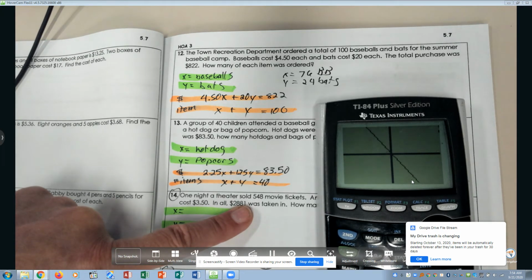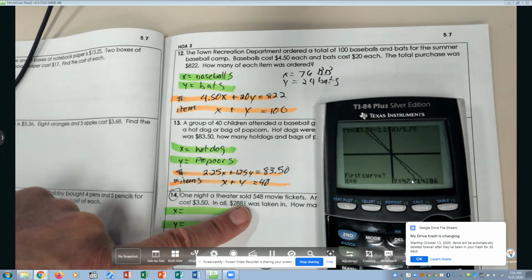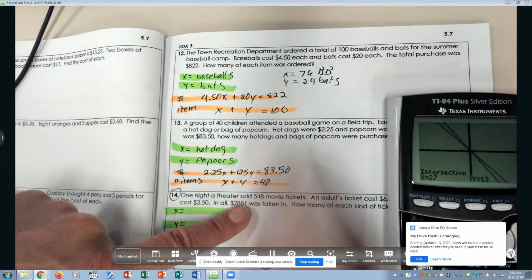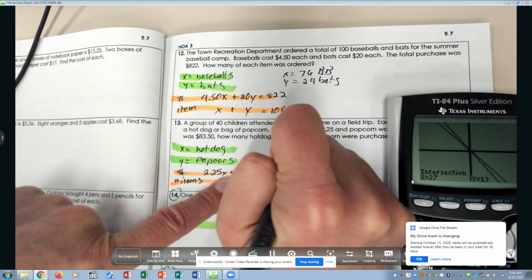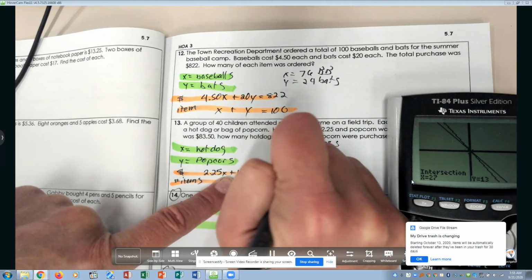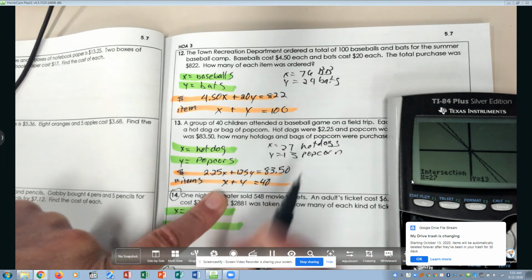There we go. Second calc, 5, enter, enter, enter. 27 hot dogs, 13 popcorn. Okay, so I want you guys to try 14 and 15 on your own, and then we'll go over it.